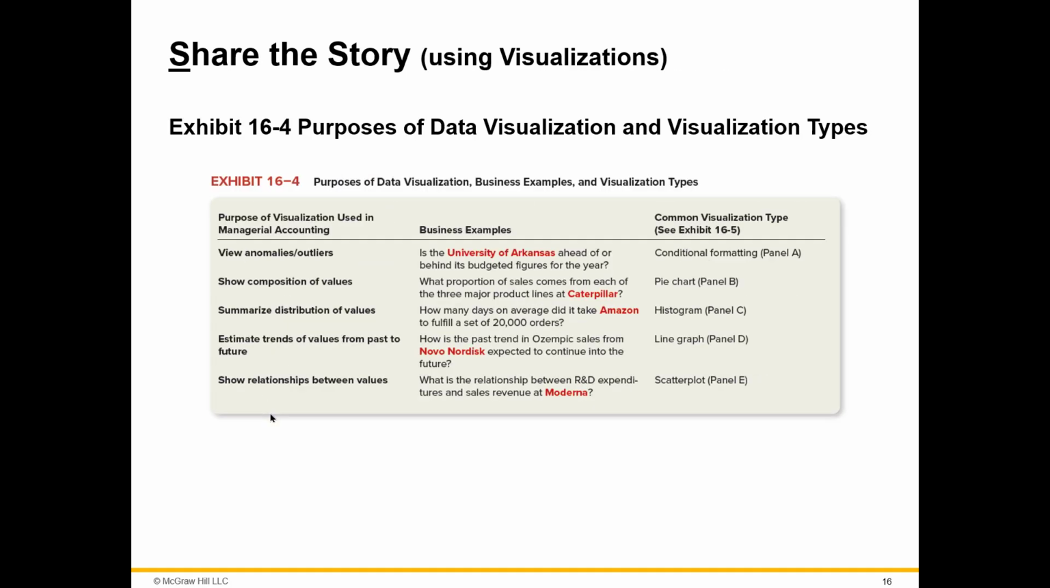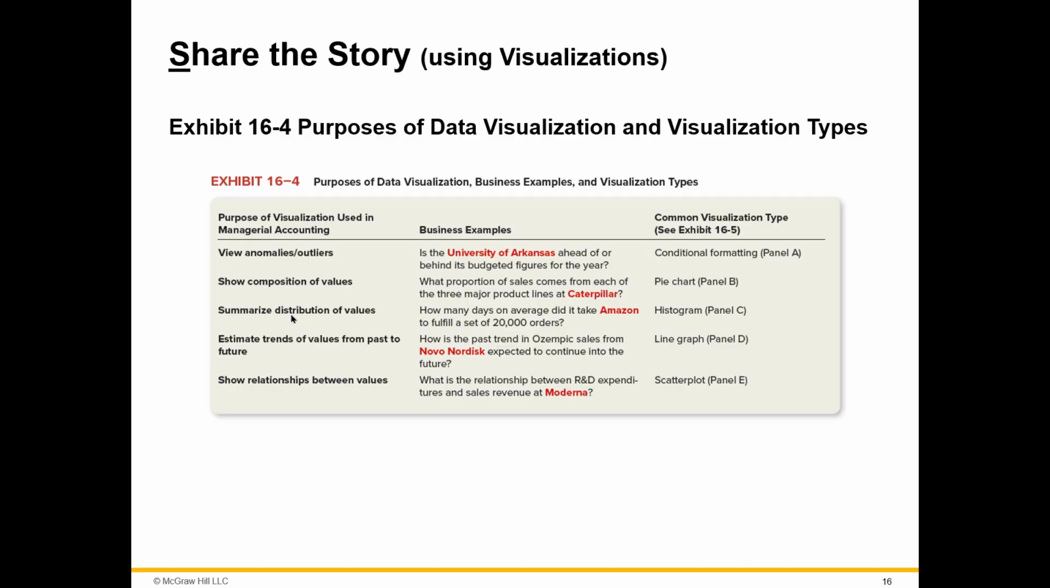And so you can kind of see these stakeholders, how their types of questions might lead to a set of analysis. We also want to think about sharing the story. We might want to say, hey, if we want to view anomalies and outliers, maybe we're going to use some conditional formatting. How about the composition of the whole? So what proportion of sales comes from each of the 3 major product lines at Caterpillar? Well, typically proportions are shown in a pie chart.